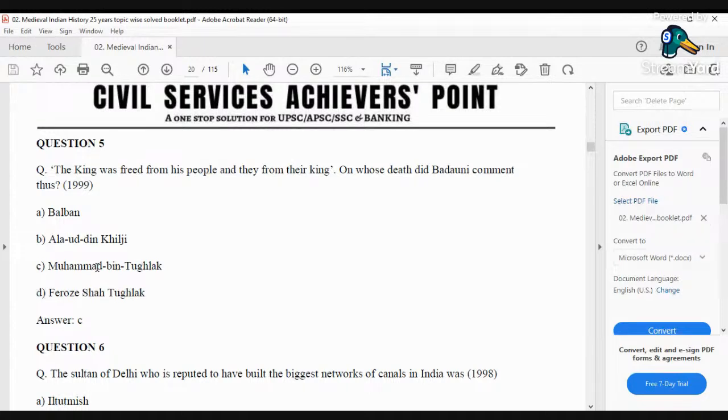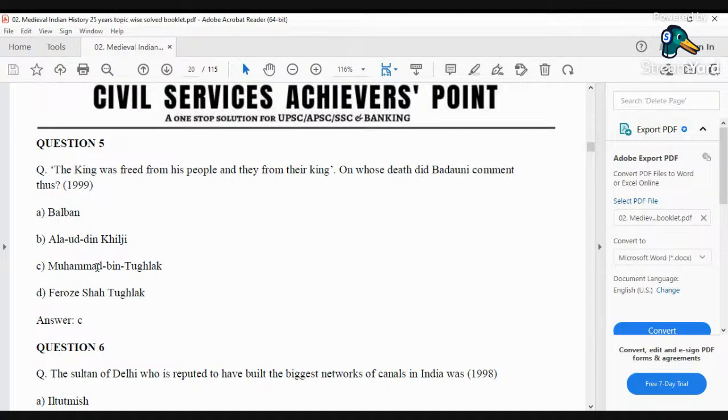The point I'm trying to make here is that a point had come when Muhammad bin Tughlaq himself was very annoyed. He himself got fed up of his mistakes. So many mistakes were committed by such a great king. He got fed up of himself, and the people were also frustrated and angry with him. So when Muhammad bin Tughlaq finally died, it was like the king was freed from his people and they from their king. Both of them wanted to get rid of each other.